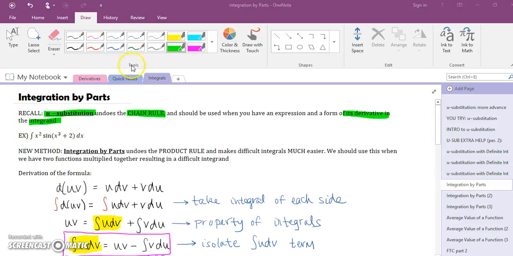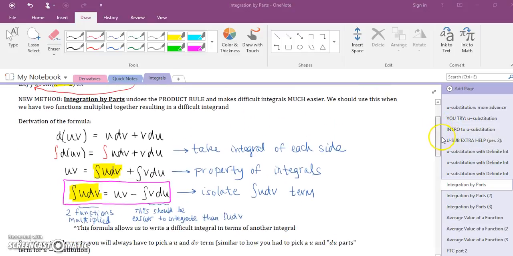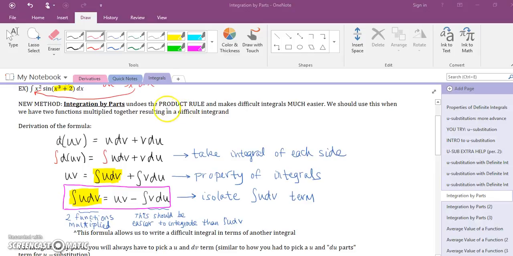So an example of U sub would be this one right here. You could call U x cubed plus 2, and then du would be 3x squared dx, and that is a form of what is here. So that's the old stuff. Now we're moving on to the new stuff. So integration by parts undoes the product rule. So I mentioned that a couple times, but make sure you write this down so you remember.